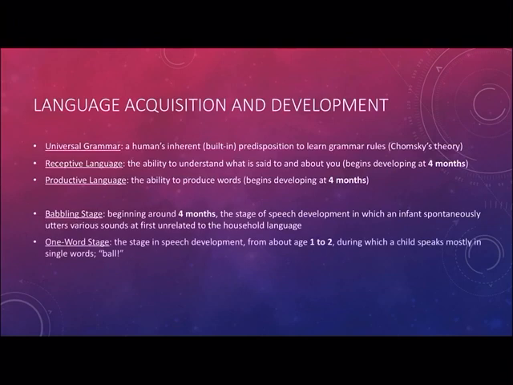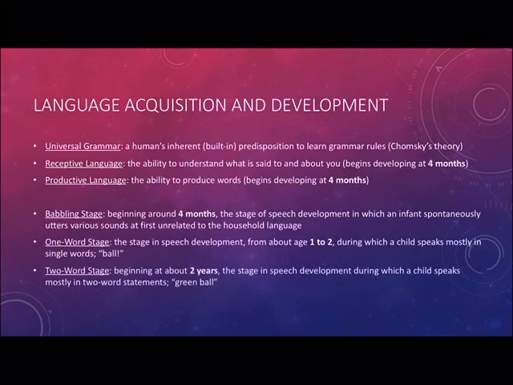1-word stage happens at about age 1 to 2. And the child is speaking with 1 word only. So they would point to a toy and they'd yell ball, right? Or block, or something like that. TV. Whereas the 2-word stage, which begins at 2 years, we're generally using 2 words to describe things. Green ball, eat pizza, right? Something like that. So just remember that 1-word stage starts at age 1, 2-word stage starts at age 2. So that's kind of a helpful way to remember that.